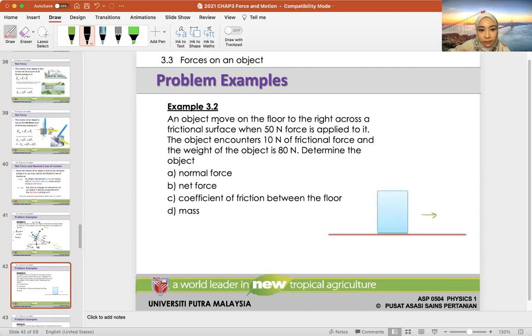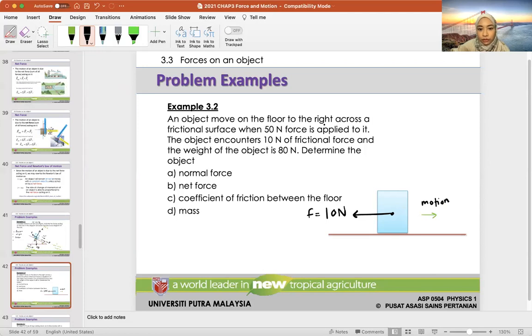So, okay, kita cakap the object is moving to the right. Okay, this is the motion. Okay, and then dia cakap ada frictional surface. So if motion is to the right, frictional force is to the left. And F is equal to 50 Newton. Okay, that is your first one. Yay. And then the object, silap. 10 Newton is frictional force. Saya salah baca. Sorry. Okay.